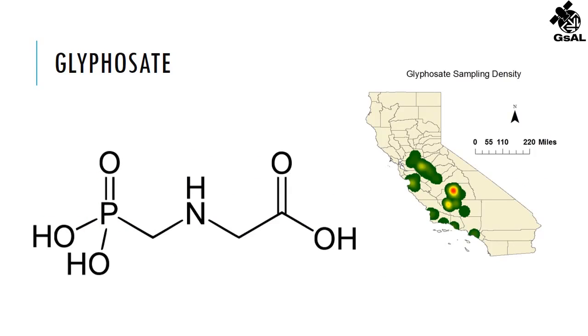The first 2A chemical, glyphosate, is a herbicide that is applied directly to leaves. It works via inhibition of the shikimic acid pathway and is used very commonly in agriculture and residential applications. You can see in the map of California that there's a heat map regarding sampling density, not sampling frequency.